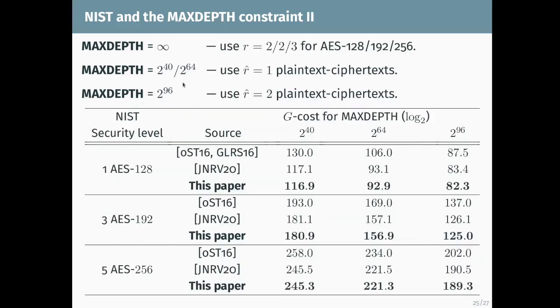In the max depth equals 2 to the 40 or 2 to the 64 scenarios, we're going to use one plain text ciphertext pair anyway. So we see negligible gain. And this negligible gain is only from the fact we're using a reduced cost, cheap quantum oracle. But in the max depth 2 to 96 scenario, we get that gain because we naively, using Grover's algorithm, have to use r equals 2 plain text ciphertext pairs anyway.